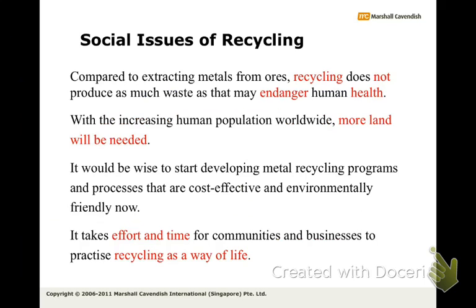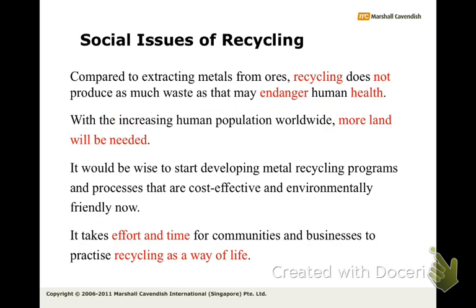Then the social issues about recycling. Compared with extracting metals from ores, recycling does not produce as much waste that may endanger human health. With increasing human population, more land will be needed. So it's wise to start developing metal recycling programs and processes that are cost effective and environmentally friendly, because it takes effort and time for communities and businesses to practice recycling as a way of life.